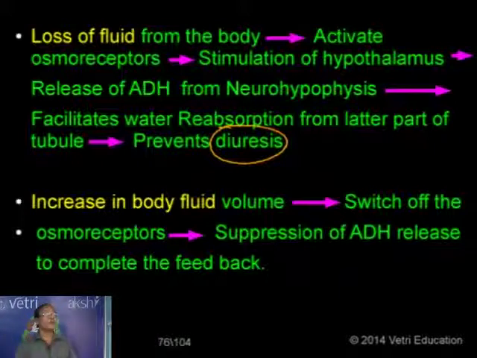So what will happen if you have more water? When you have an increase in body fluid volume, because of the presence of more water, the loss of fluid from the body means loss of water. When you have more water content in the body fluid, the osmoreceptor cells are switched off. So there is no stimulation of the hypothalamus, and no release of ADH. Suppression of ADH secretion occurs, and ultimately we complete the feedback. The water reabsorption does not take place because the ADH hormone is not released.